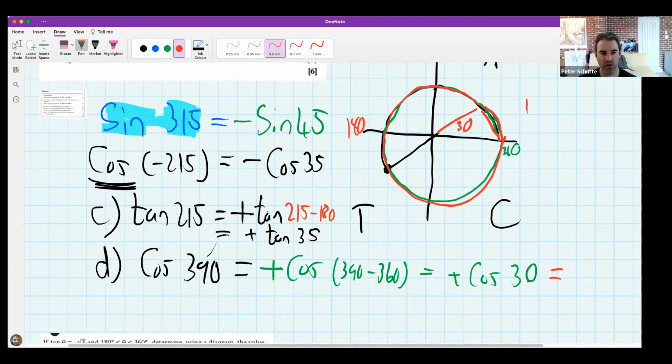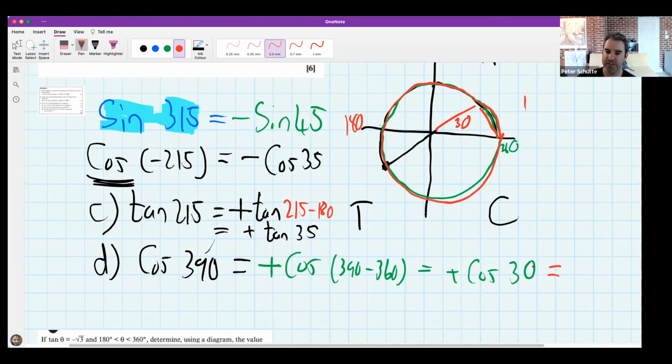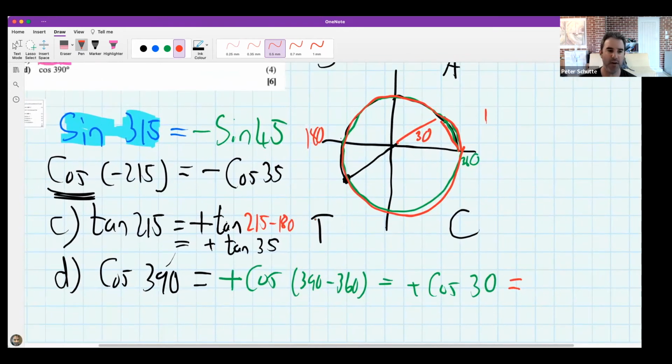Okay, I just want to do this last one. Cos of 30, how would I evaluate that without a calculator? I'll give you a little hint.